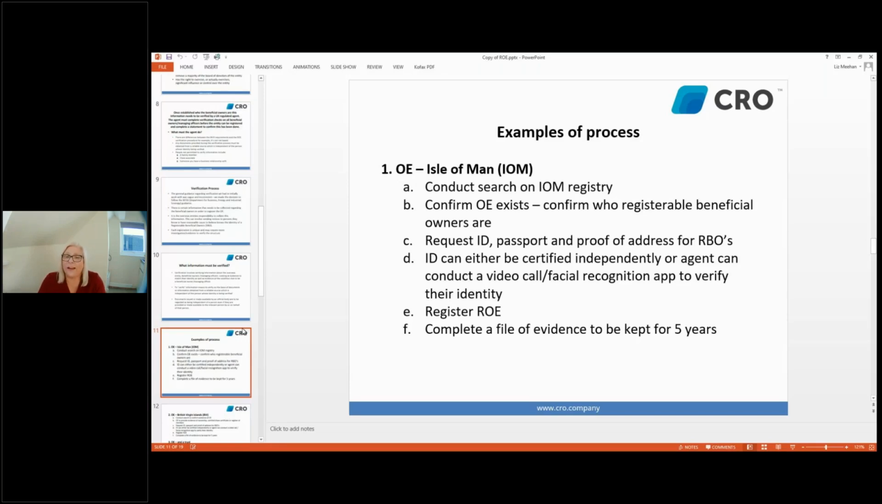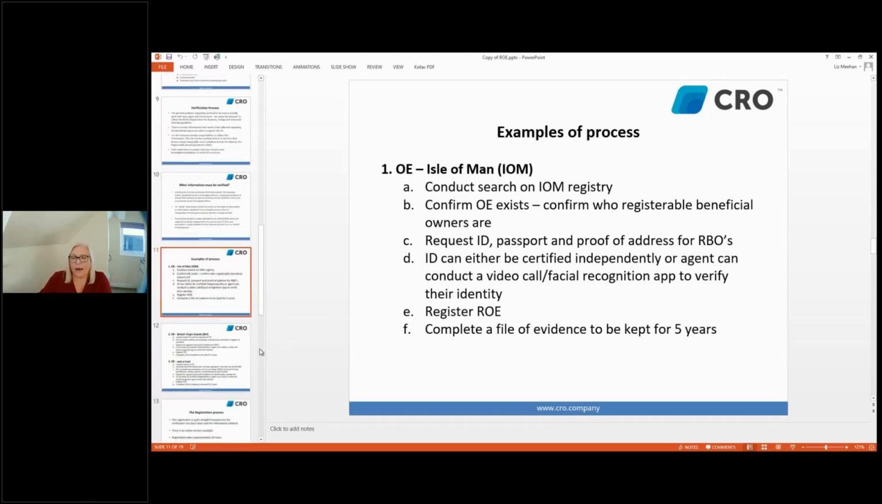Once everything's been verified, then you can go to the registration process, which is actually quite simple. It's the verification process that causes the problems. And then once everything's been completed, the agent needs to keep a file for reference for 5 years, in case there's an inspection, so you can prove how you've verified all that information.